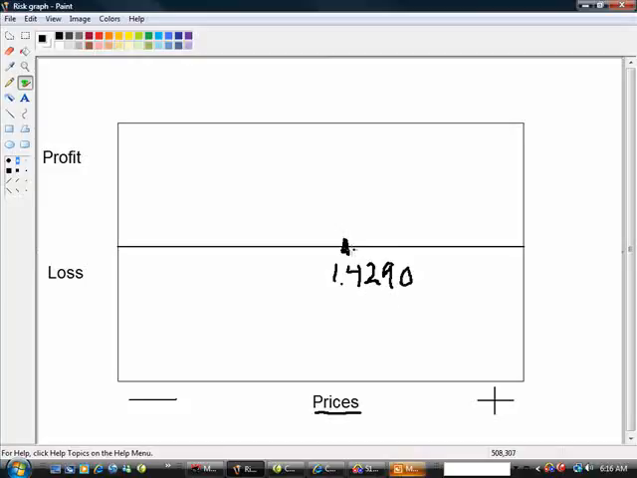Okay, so that's $1.4290. If the price increases, so if we're going this way, we're going to make money. If the price begins to fall, we're going to lose money, because ultimately we had a bullish outlook and we were trying to go long. Well, here's how an option works.